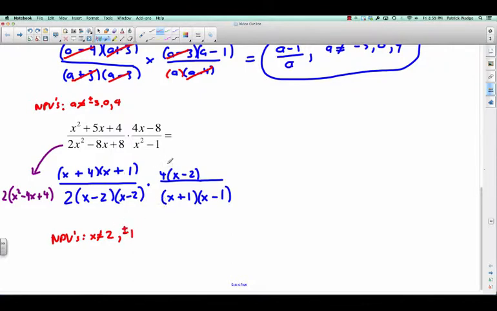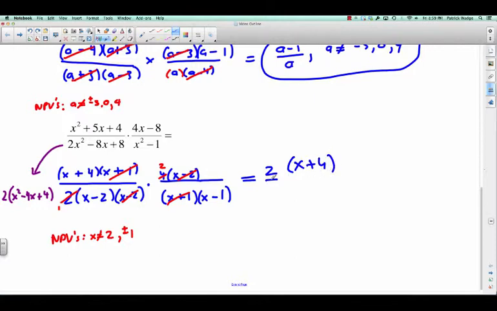Okay, time to cancel stuff out. X plus 1, x plus 1. X minus 2, x minus 2. Oh, a 2 and a 4. Could divide them both by 2. I'm left with 1 and I'm left with 2. And I think that's it. So you have x plus 4 times 2, or 2 times x plus 4.